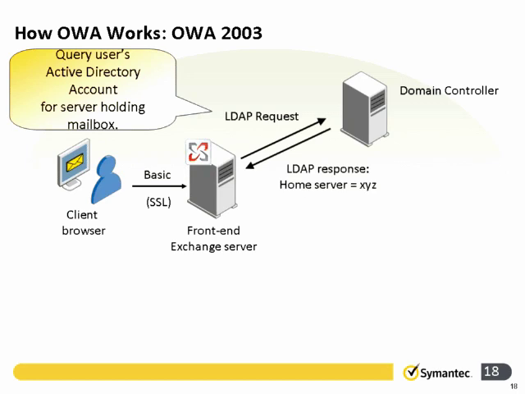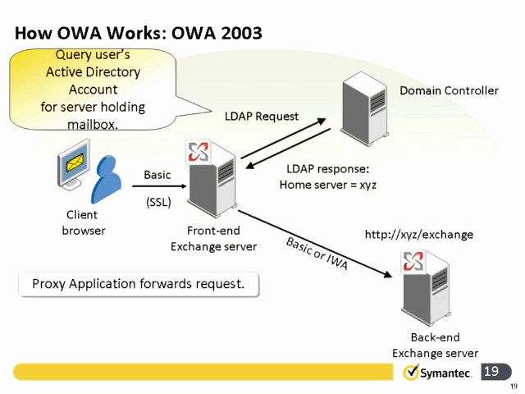So there will be a Lightweight Directory Access Protocol response that will tell me the back-end Exchange server that hosts the mailbox database for this particular client. Then the front-end Exchange server will, using basic or integrated Windows authentication, and more commonly from the front end to the back end it is integrated Windows authentication, communicate with the back-end Exchange server. And this all has to happen using a proxy application to forward that request from the front-end Exchange server to the back-end Exchange server. We'll talk a little bit more about that proxy functionality in just a moment.